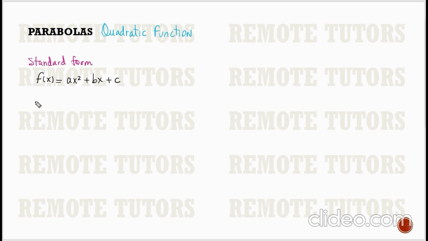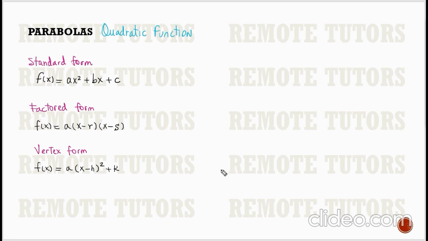The next one is the factored form, given by f of x equals a times (x minus r) times (x minus s). And last, the vertex form, which is given by f of x equals a times (x minus h) squared plus k.